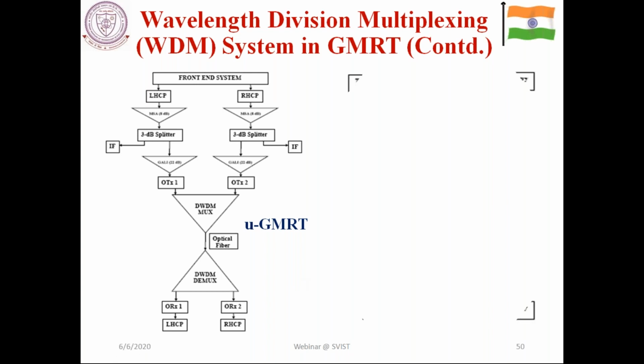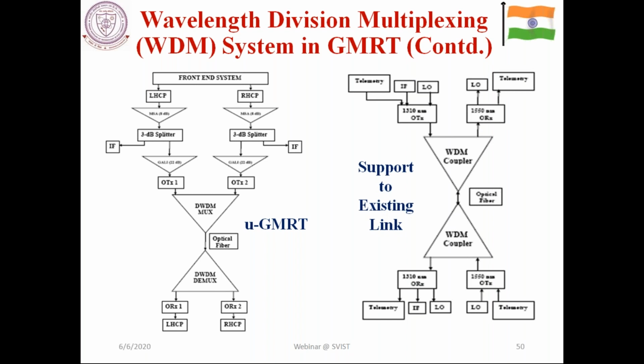You have designed this system, but you should also make sure that it supports the existing one. As I have mentioned, 1550 nanometer corresponds to minimum attenuation, but the previous system was working at 1310 nanometer. The IF signal was operated at 1310 nanometer, so 1310 nanometer comes from this end to this end, while 1550 nanometer goes from this end to this end.